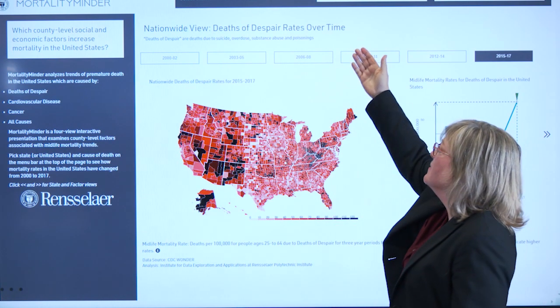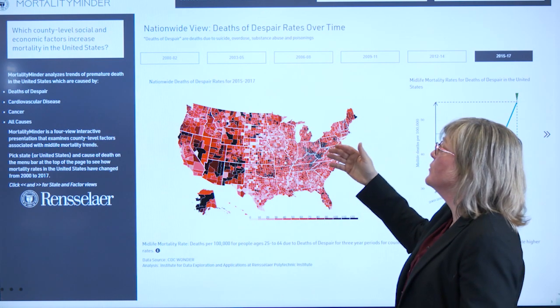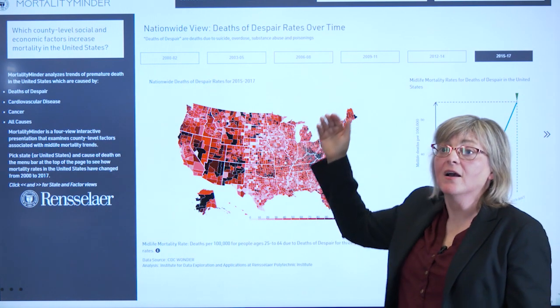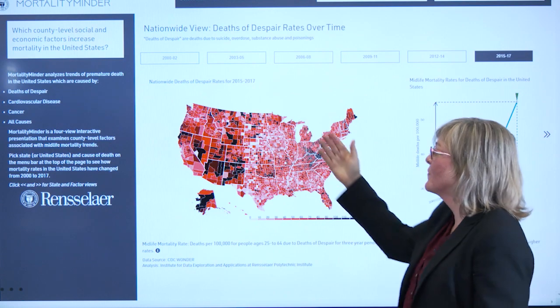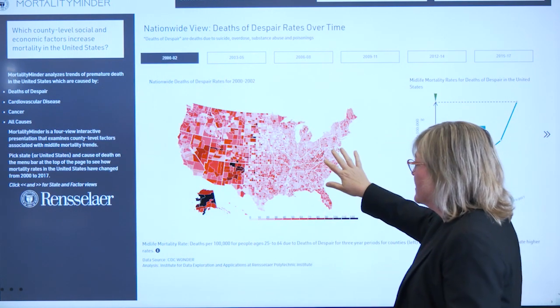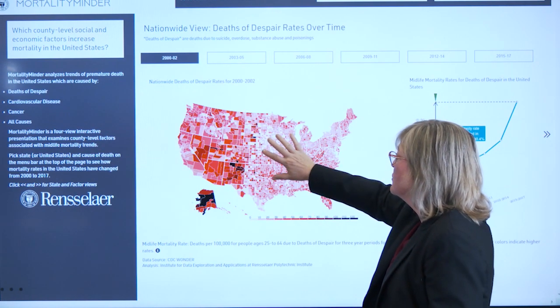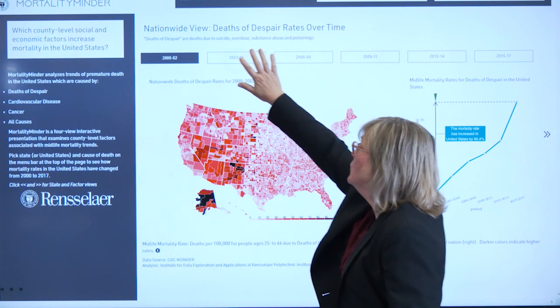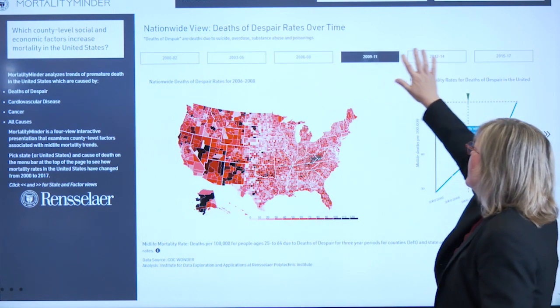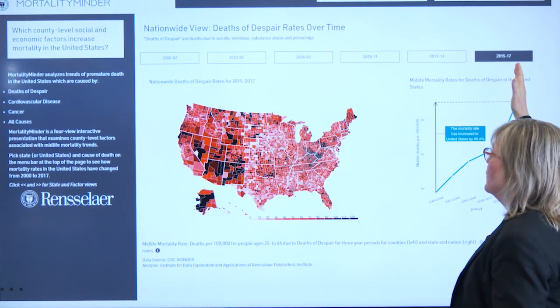Here we're looking at deaths of despair. These are deaths due to suicide, overdose, substance abuse, and poisoning, basically self-harm. Here we're going to look at the rates in the United States by county, and we can look through time. Here it's light, there's not too much of the deaths of despair, and as we move through time, we can see it gets worse and worse until we get to 2015, 2017.